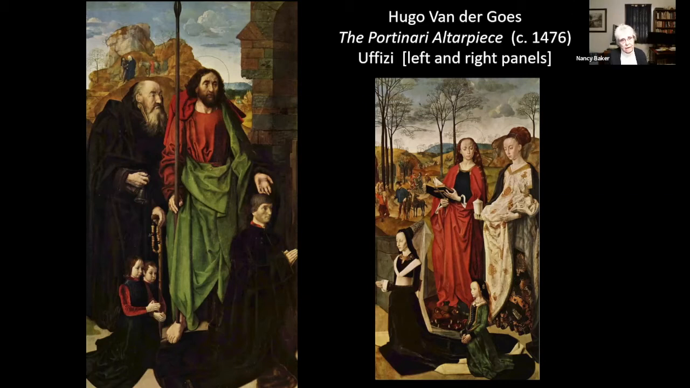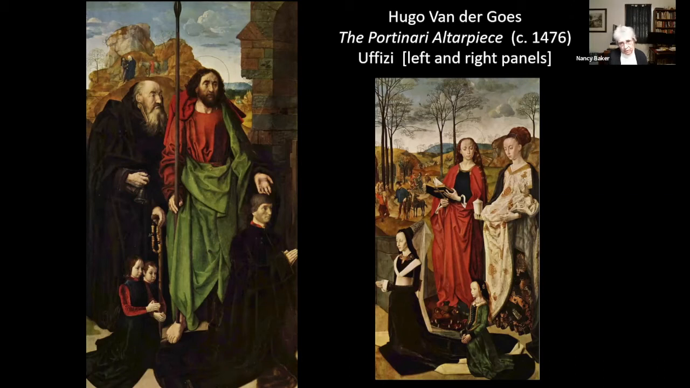Thomas. And the elder boy with the red sleeve is Antonio Portinari. And so Antonio's namesake is St. Anthony Abbot, whose symbol is a bell, and you can see it there. Now, what you see in the background are Joseph and Mary on their way to Bethlehem. You can see Mary on the donkey.